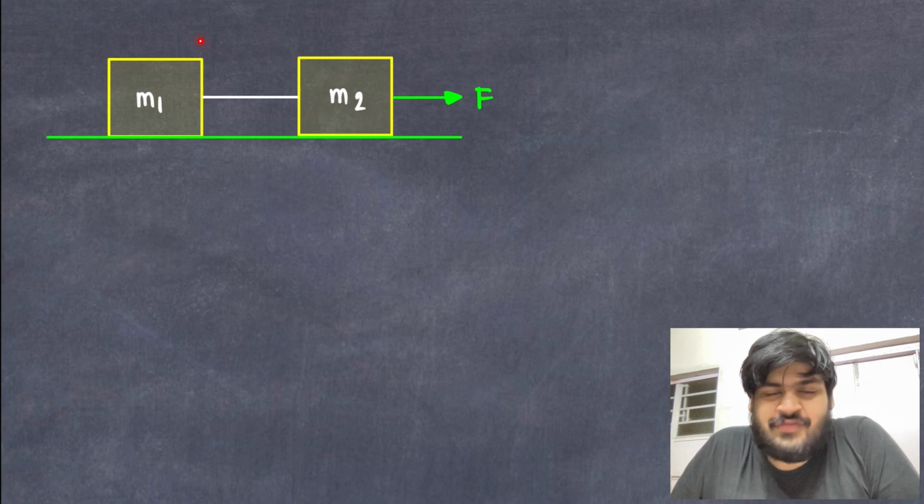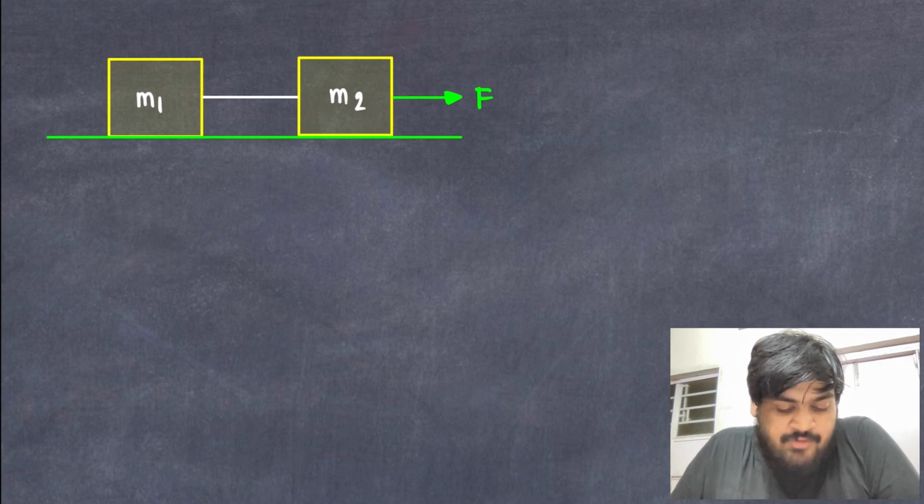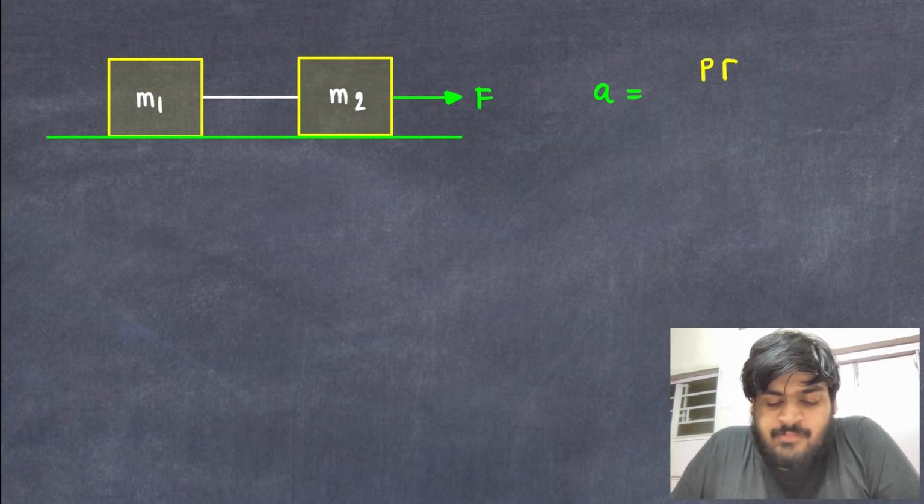Proceeding on to the first question, we have two blocks. One block is of mass m1 and the other block is of mass m2, and the m2 block is pulled forward by a force of capital F. We need to find the acceleration and the tension in this string. The formula for acceleration is the total pulling force minus the total resisting force divided by the total mass, capital M.